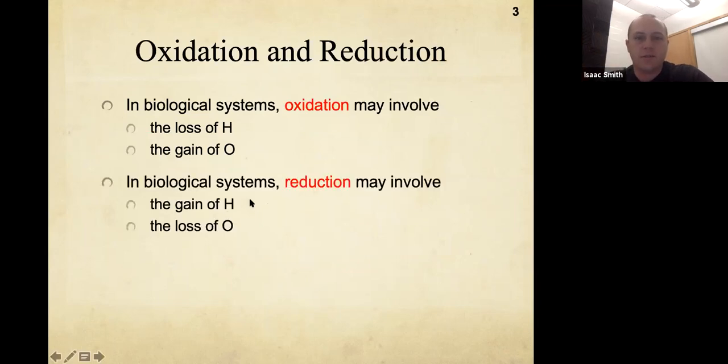And this is just kind of a review of what we talked about. Again, I always just remember that oxidation is gaining oxygens. If you remember that, then you can remember reduction is gaining hydrogens, and then the opposite's true. Oxidation would be losing hydrogens, and reduction is losing oxygens. So, okay.